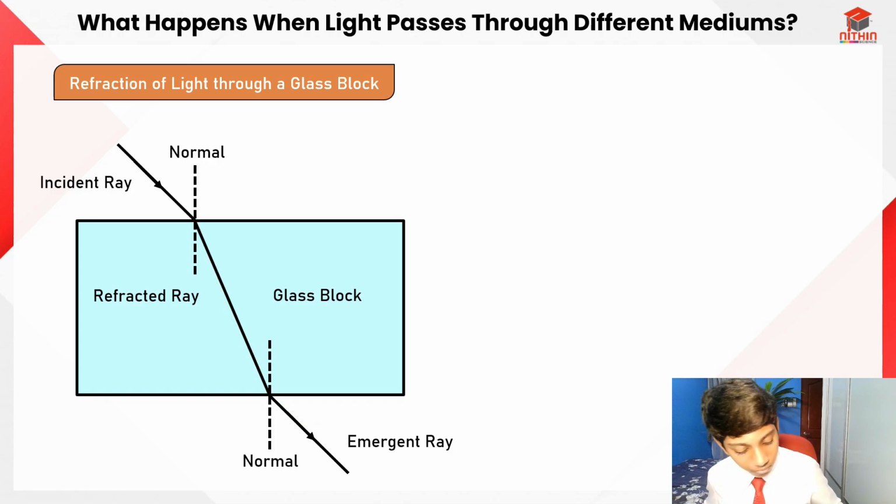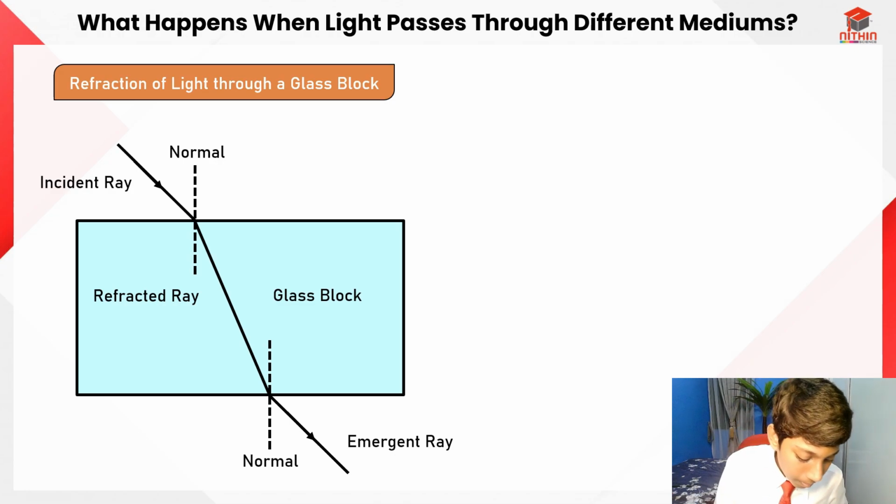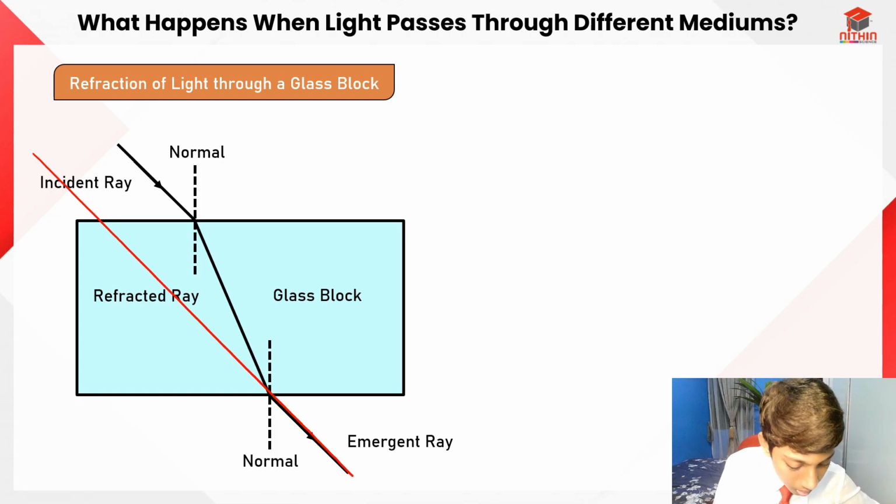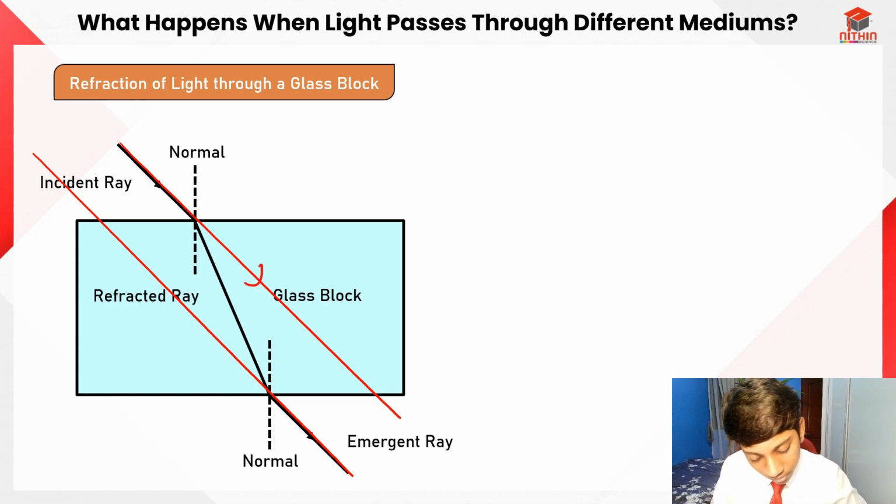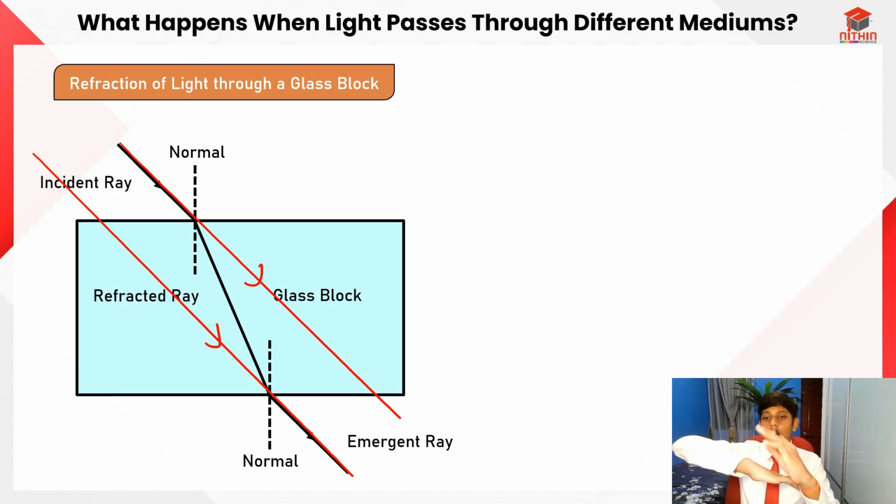So what is this phenomenon? You can see that these two rays are parallel to each other, right? This is parallel to this and this is parallel to this. So what is this thing? It's basically when the incident ray strikes at this angle and enters from air to a glass block, which is denser. So it bends towards the normal.